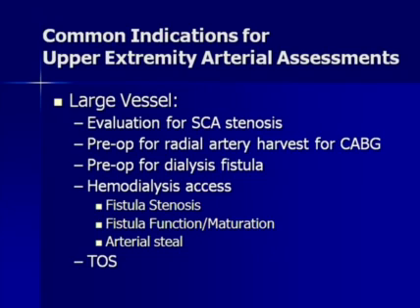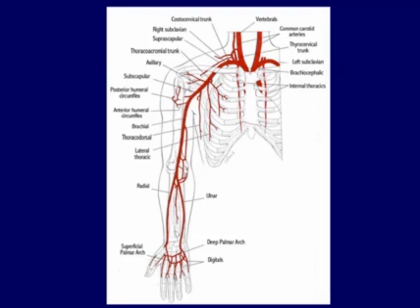Certainly we can also identify hemodialysis access grafts and fistulas, looking for stenosis and such, but that topic is best reserved for another lecture. We do see patients, though, with dialysis access sites who can develop arterial steals. And lastly, we can also see patients for thoracic outlet syndrome, although in those patients we may not be doing an ultrasound as their arterial assessment.